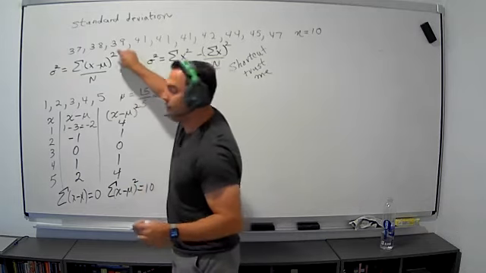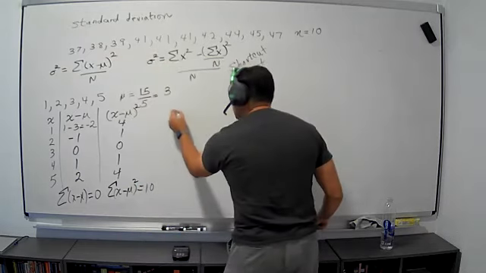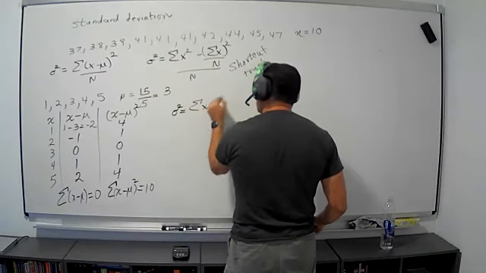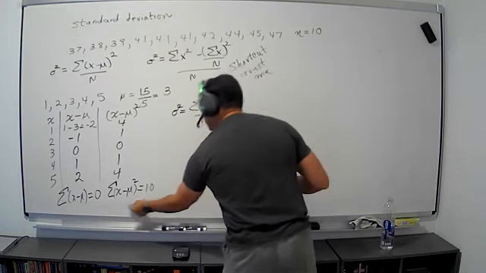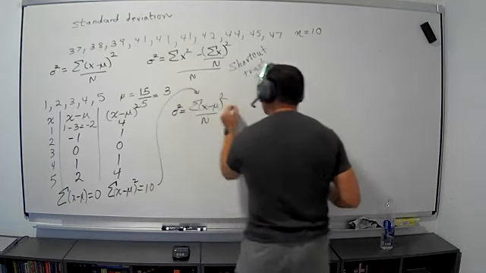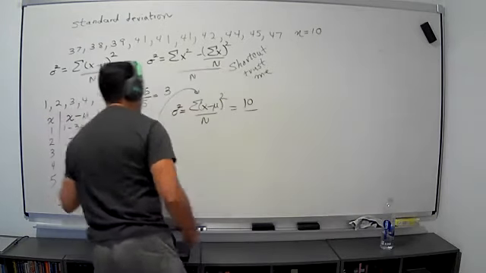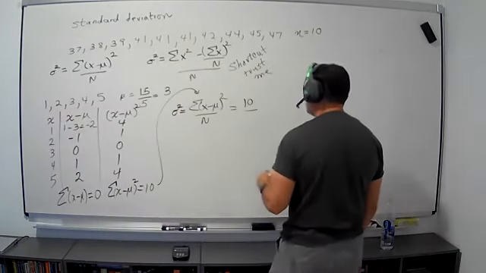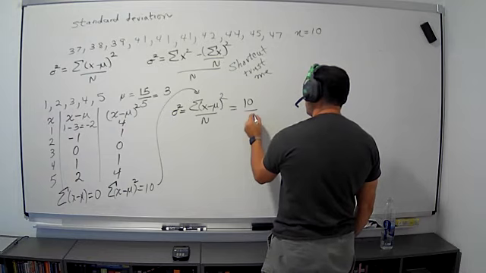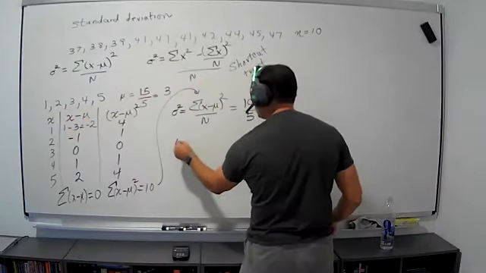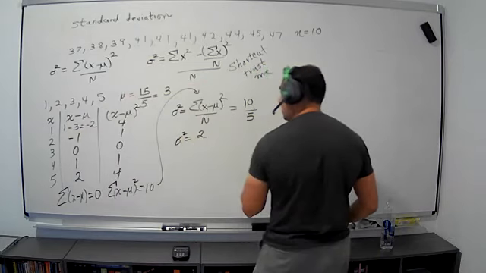That's the numerator here. So sigma squared equals the sum of (x minus mu) squared, divided by n. So that's 10 divided by how many numbers are there? You guys are alive. 7. What do you mean 7? 1, 2, 3, 4, 5. 5 numbers. So sigma squared is 2.